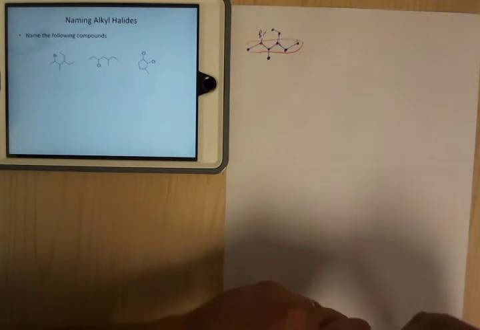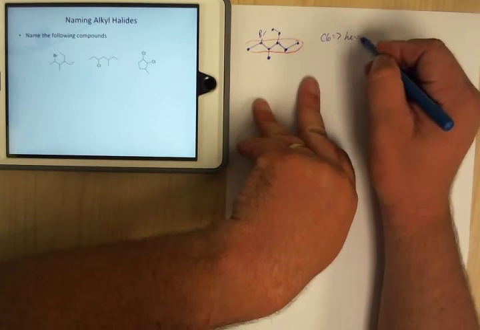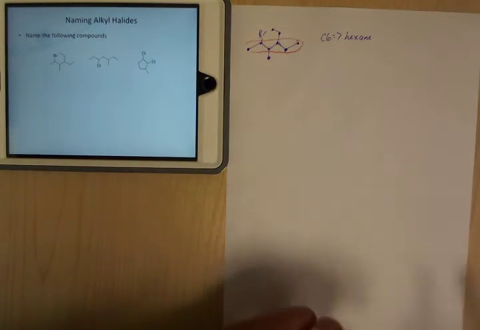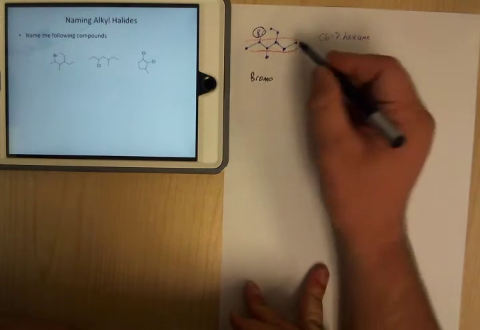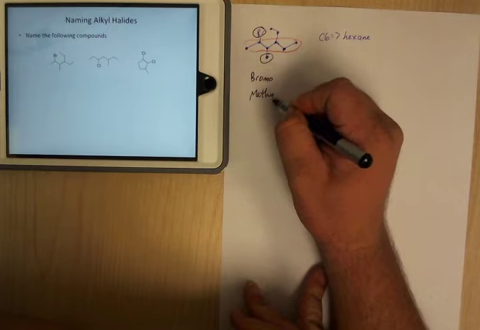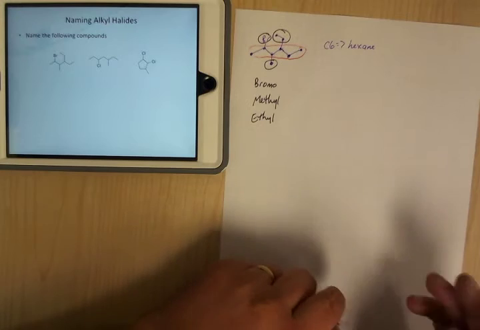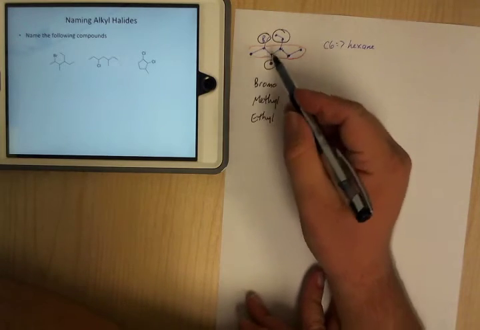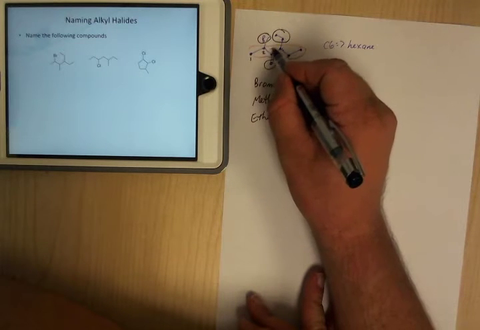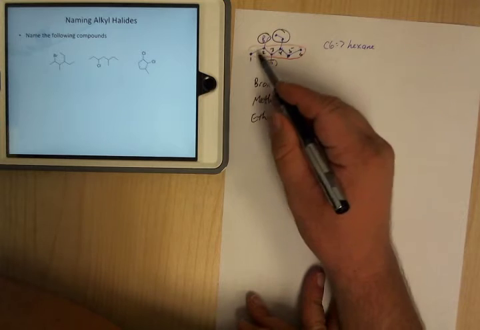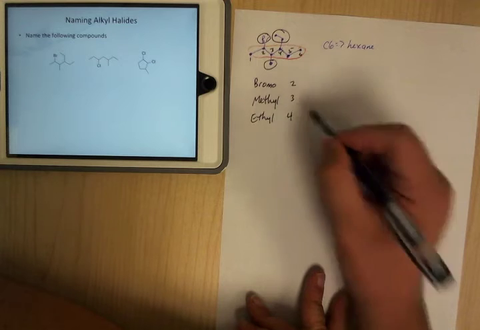Okay, so it's 1, 2, 3, 4, 5, 6. So it's C6, so that's going to be hexane. And the side chains are going to be this bromo, it's bromine so it becomes bromo, that methyl, and this 2 carbon piece, which is ethyl. So we need to check both sides. If we go from the left side, it's 1, 2, 3, 4, 5, 6. That means the bromo's off of 2, the methyl's off of 3, and the ethyl's off of 4.